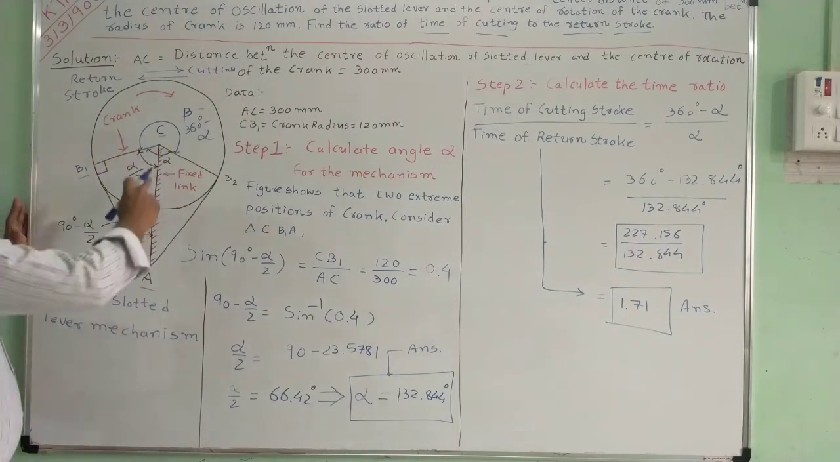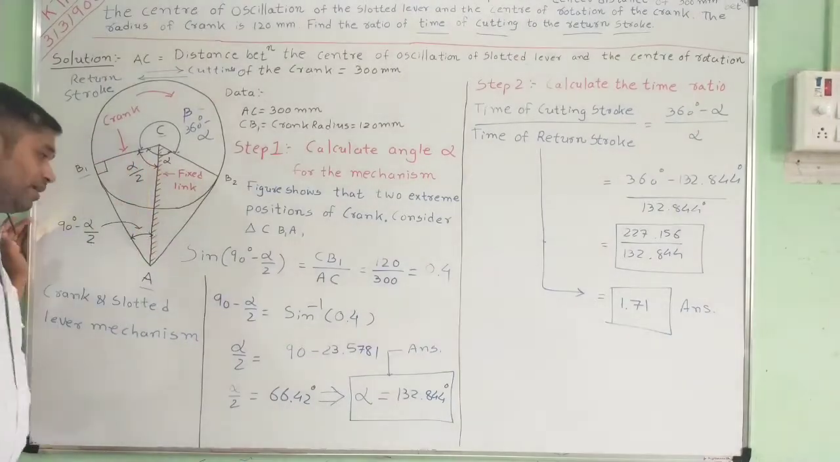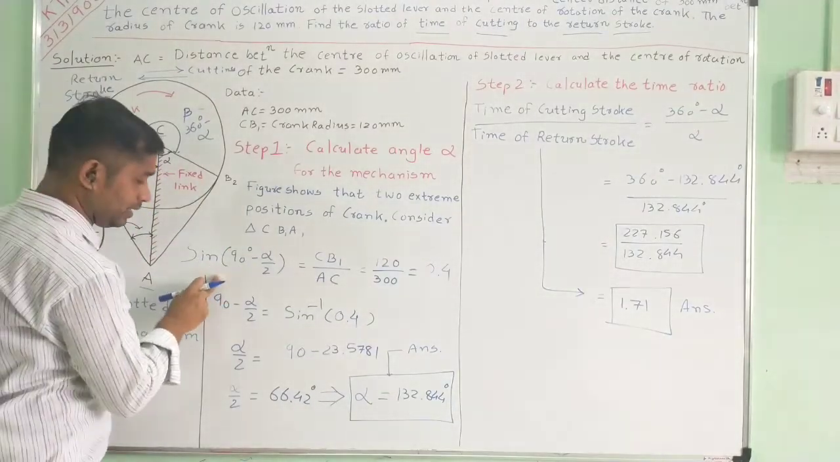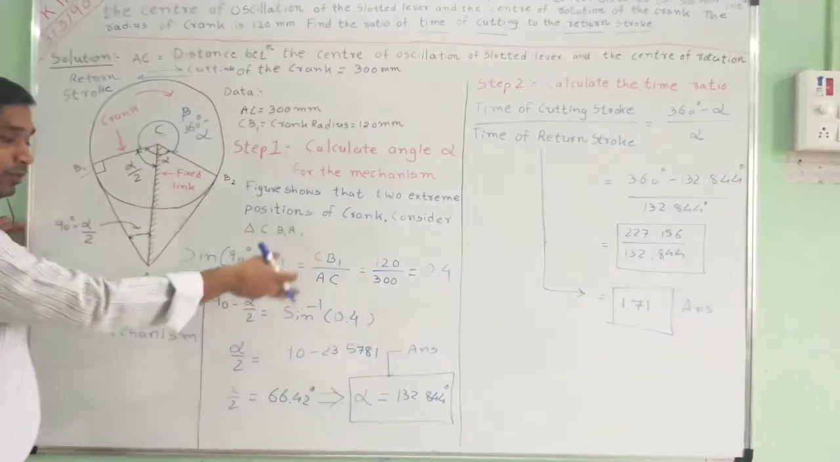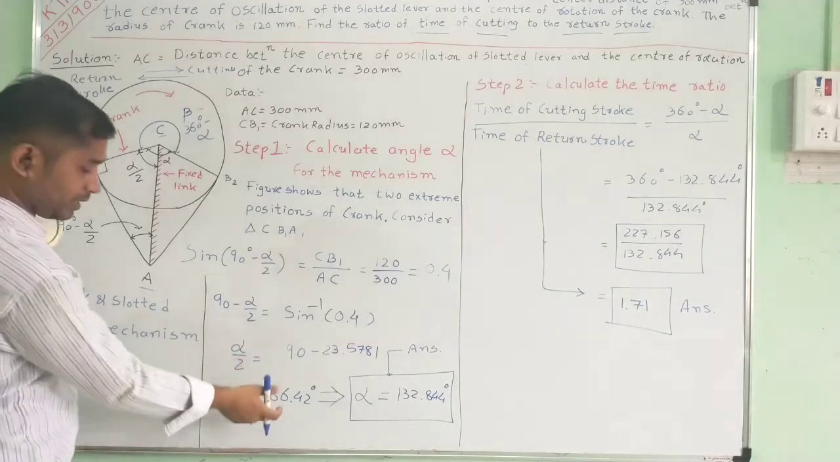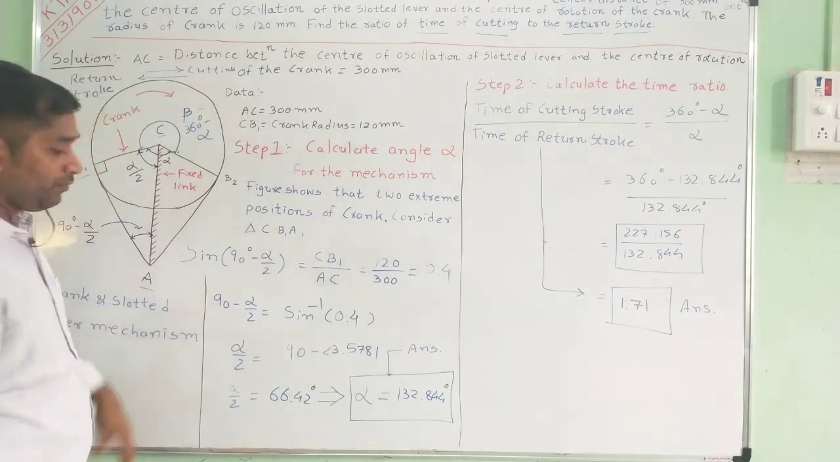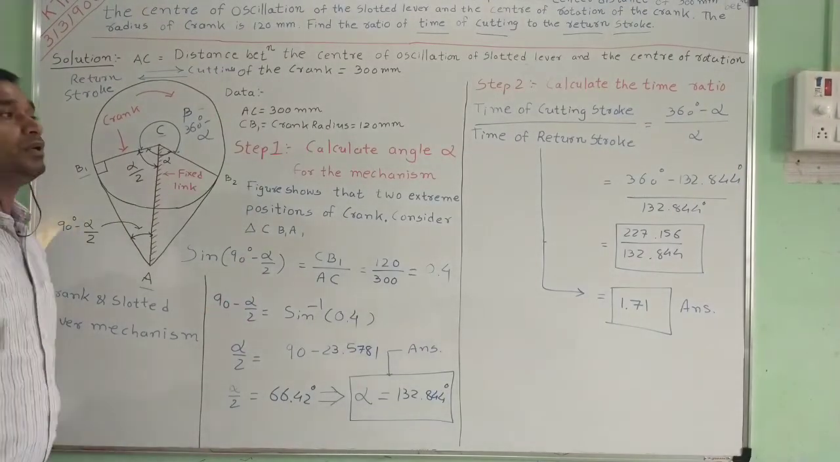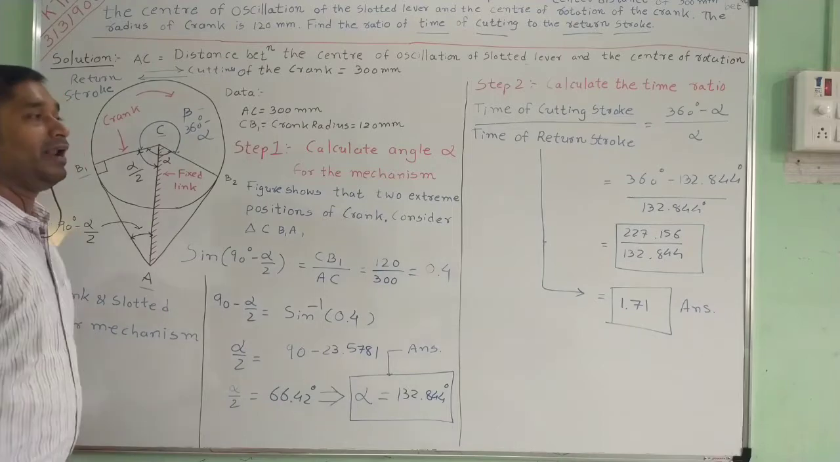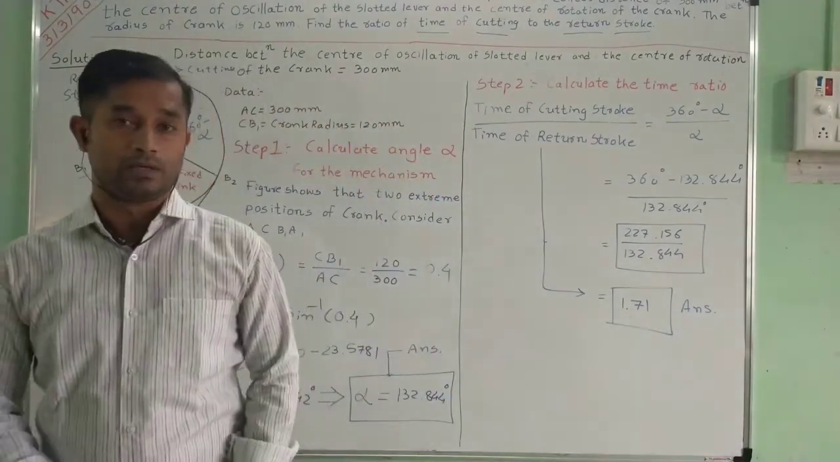Then find out the angle for the time of return stroke, alpha. Use the equation sine (90 minus alpha by 2) equals sigma upon AC, which is 0.4. Then put this value in and solve, that is the exam problem. Alpha is equal to 184.4 degrees. Then step 2, calculate the time ratio: (360 minus alpha) upon alpha. The time ratio is 1.71. Thank you.